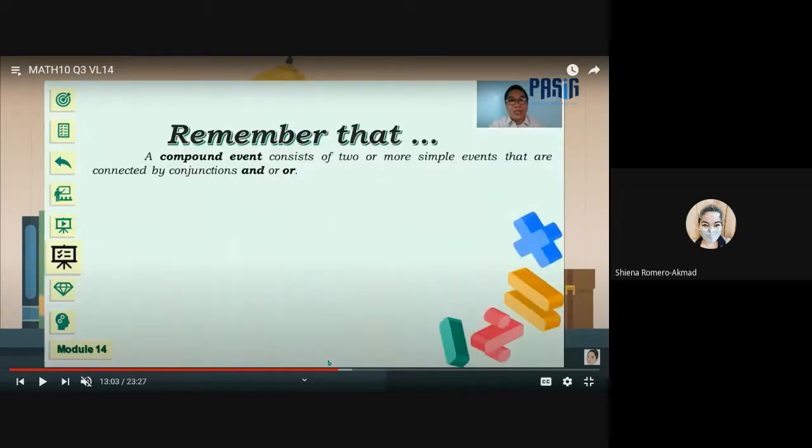So what you need to remember is that a compound event consists of two or more simple events connected by conjunctions "and" or "or". And the probability of two events is found by adding the probability of each event.